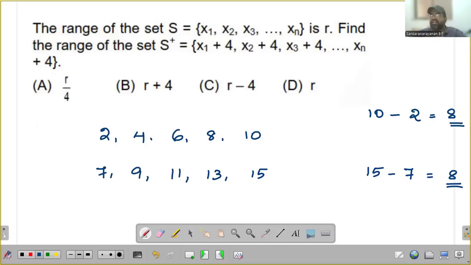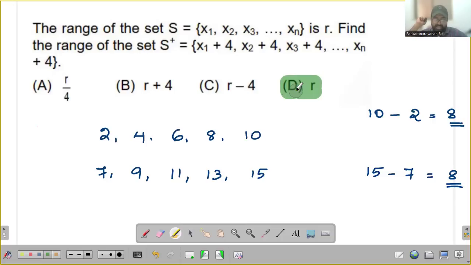Even if the numbers are jumbled, sorted, whatever, maximum number minus minimum number is nothing but the range. So when you are adding or subtracting a constant number in the given set of observations, the range is not going to get affected at all. It is given in the question that for this first set, the range is R. So for this set also, the range value will be R. So for this question, option D, it reads R. That is going to be my answer.